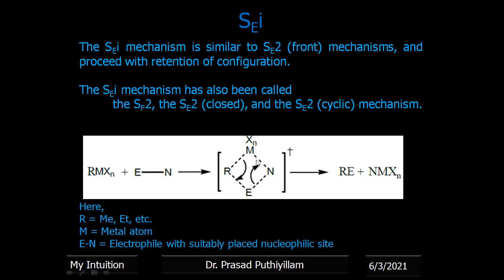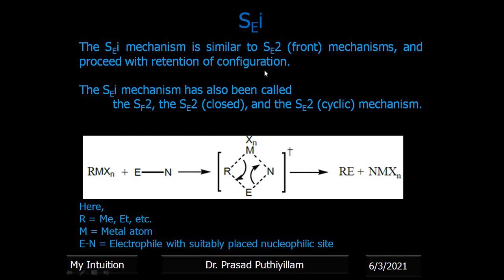it can attack only from the front side, because it has to assist, it has to form a bond with the leaving group. The leaving group is there in the front side, and since it attacks from the front side, it gives the retention of configuration. Here the leaving group goes from the front side, and the electrophile attacks from the same side. Therefore, the electrophile is attached to the same side. Therefore, it is a retention of configuration.